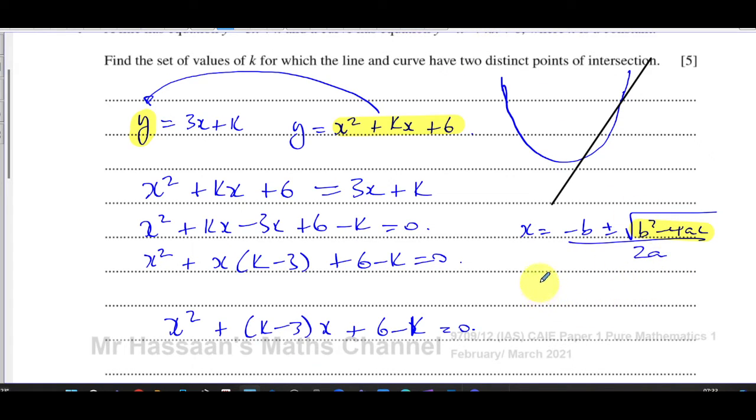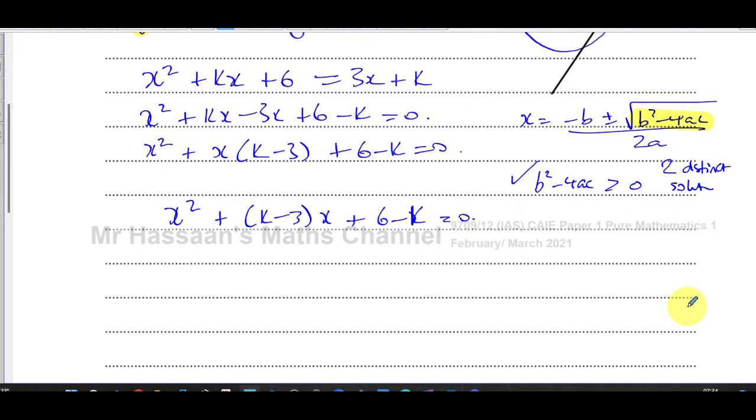Basically, if b squared minus 4ac is a positive value greater than 0, you'll have minus b plus or minus some value over 2a. So you'll have minus b plus something over 2a and minus b minus something over 2a. You will end up with two distinct solutions, two separate different solutions, which is our case here. This is the case we're looking for, two distinct points of intersection. But I'll just explain the other conditions as well, and then we'll go on to answer this question.